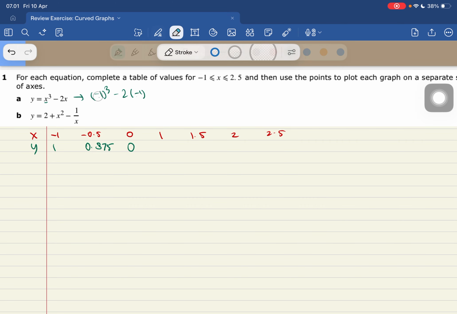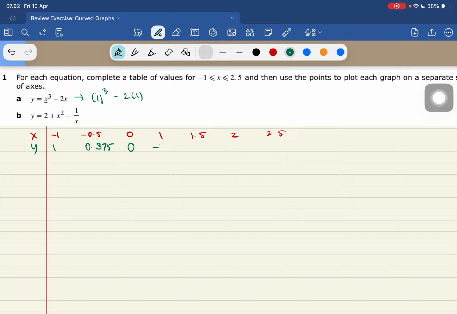Next, if x is 1, we change it: 1 cubed minus 2 times 1, so we get -1.